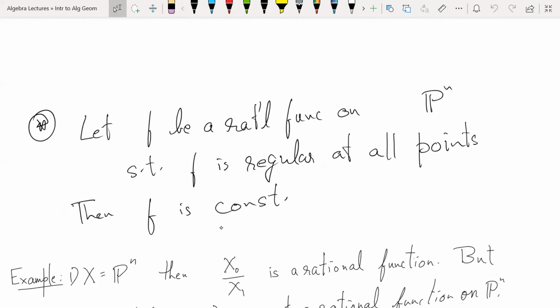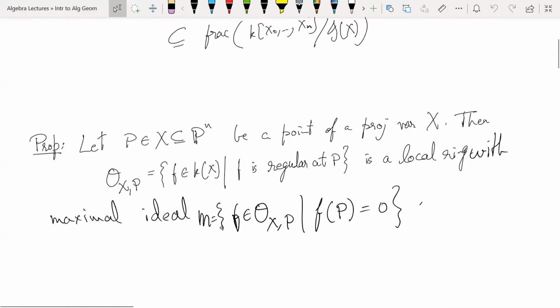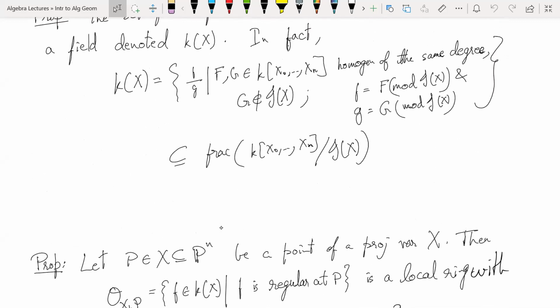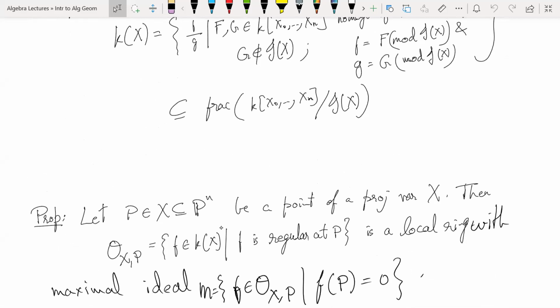And we ended with this. I made the statement that f is a rational function on a projective variety X such that f is regular at all points. So remember, we defined what regular at P means: a rational function from X to k is regular at P if you can find F and G such that f is equal to F over G and G(P) is not equal to 0.